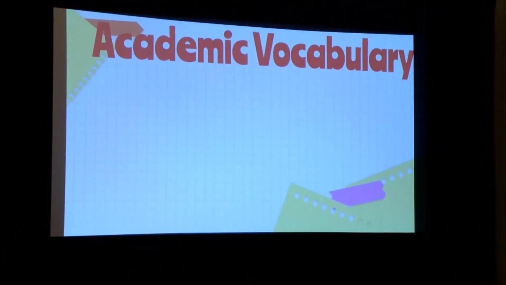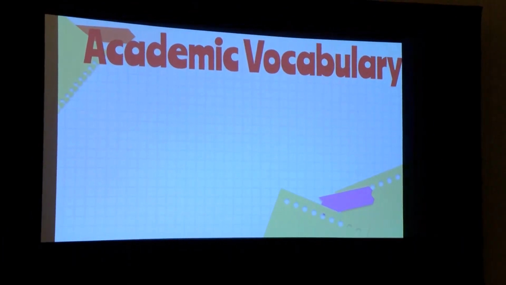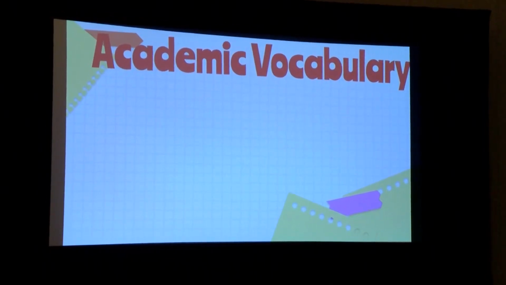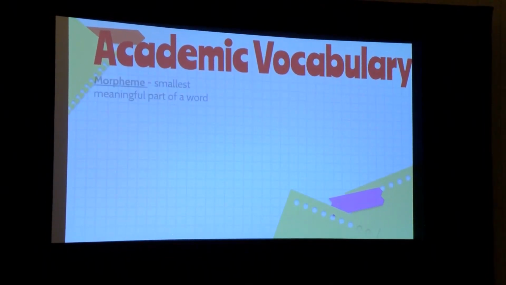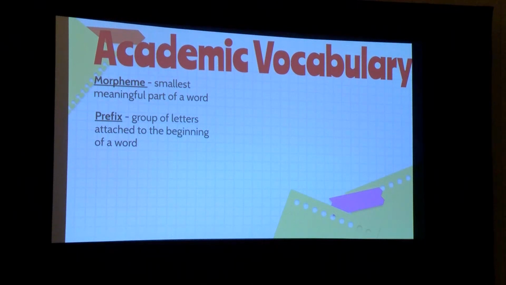Before I go any further, I do want to preview academic vocabulary that you may not be familiar with, that your child is familiar with, that they have used up until this point. A morpheme is the smallest part of a word or the meaningful part of a word. Prefix is a group of letters that are attached to the beginning of the word. Suffix is a group of letters that are attached to the end of a word. Both prefix and suffixes can change the meaning of a word.